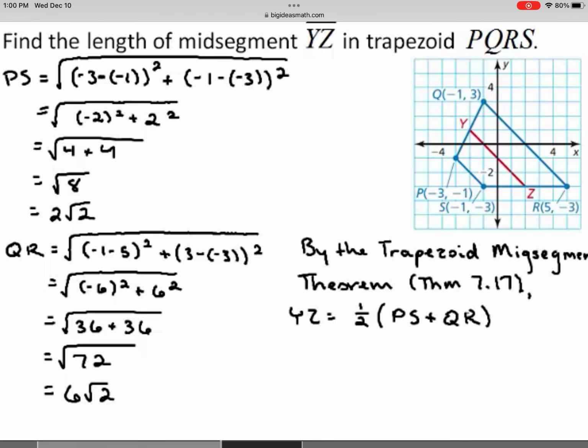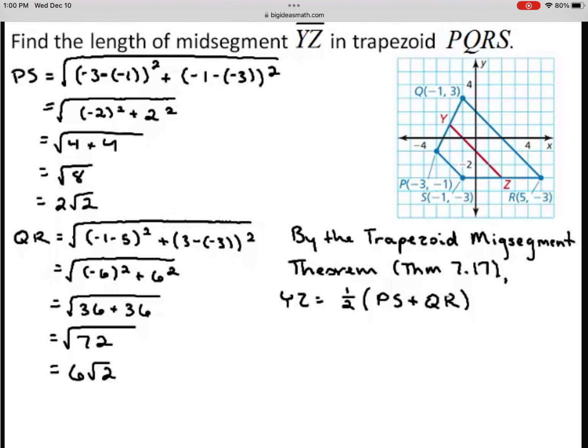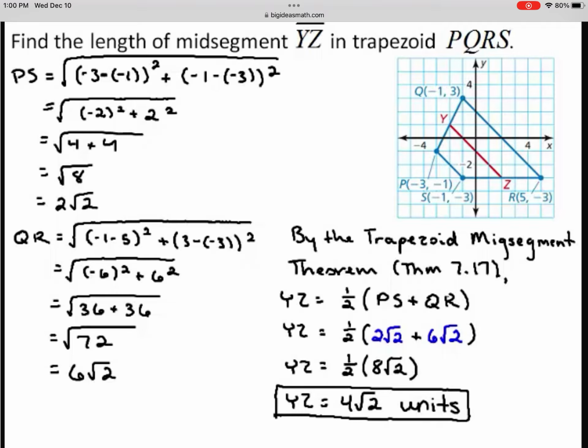By the trapezoid midsegment theorem, YZ equals 1/2 times the quantity PS plus QR. Substituting in the lengths for PS and QR gives YZ equals 1/2 times the quantity 2 times the square root of 2 plus 6 times the square root of 2. Simplifying gives YZ equals 1/2 times 8 times the square root of 2. So YZ equals 4 times the square root of 2 units.